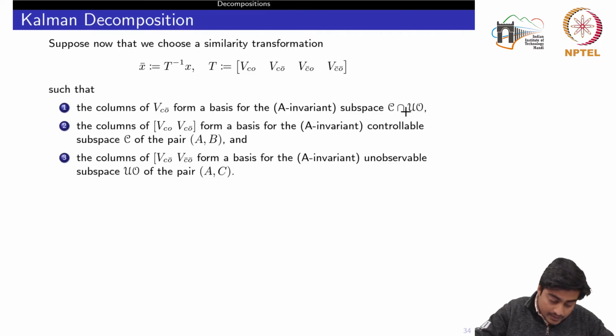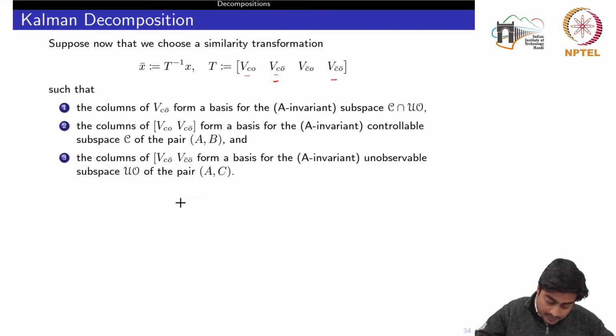Okay. The columns of V_CO and V_CŌ form a basis for the A-invariant controllable subspace of the pair (A, B), and V_CŌ and V_C̄Ō form a basis for the unobservable subspace Ū of the pair (A, C).